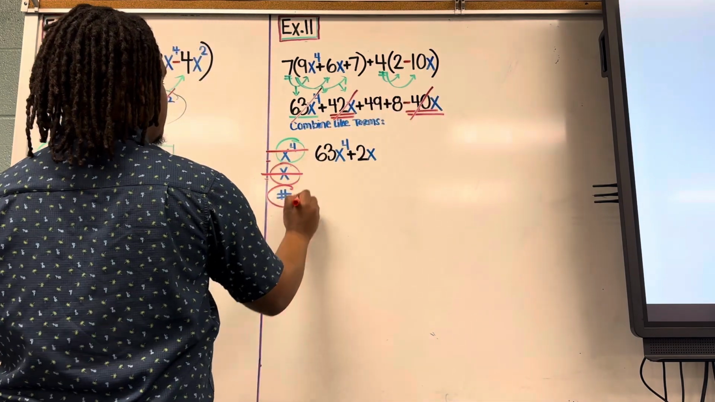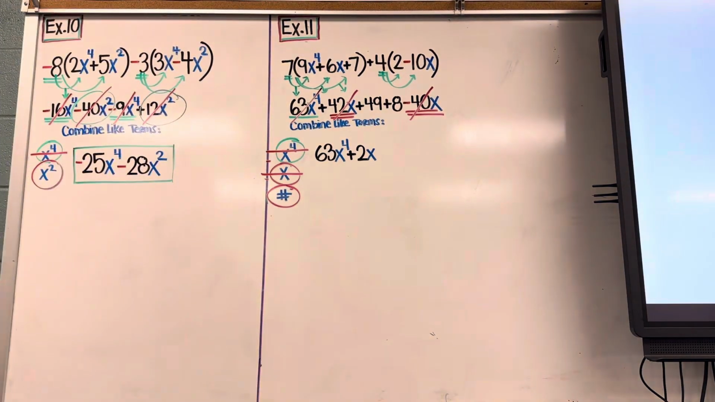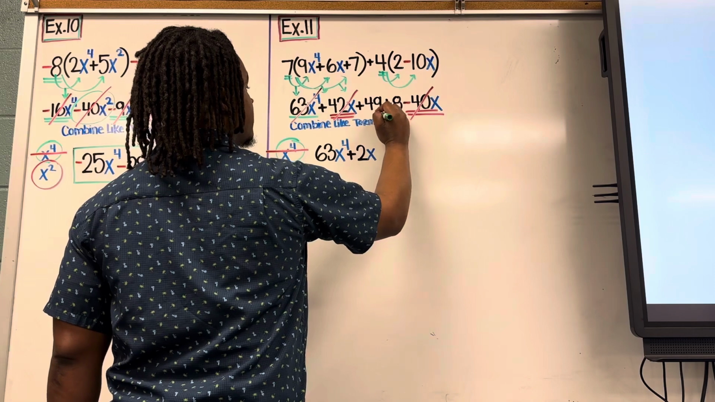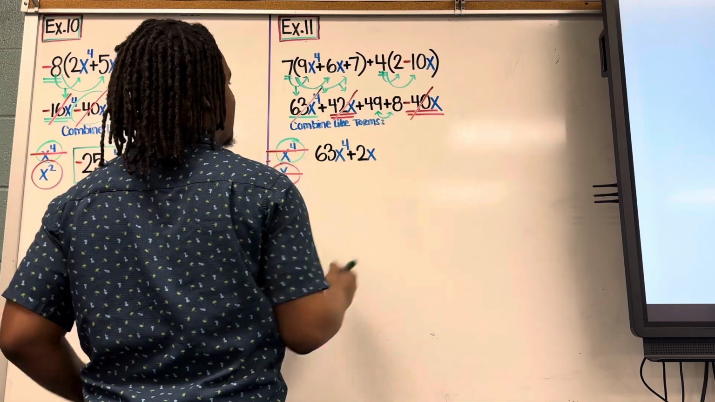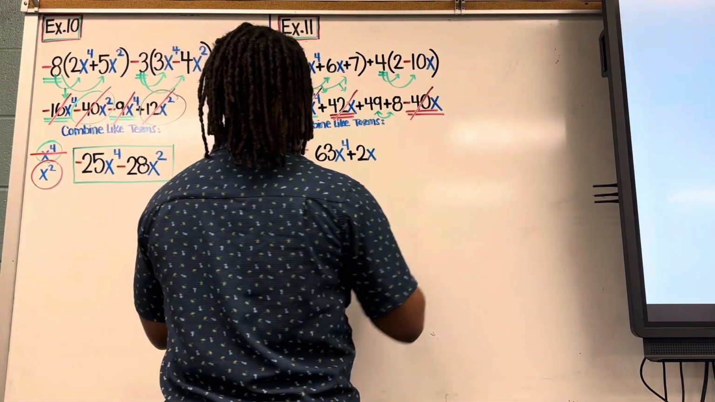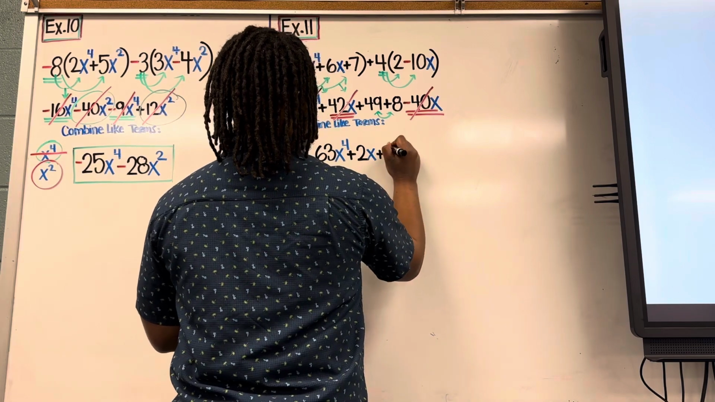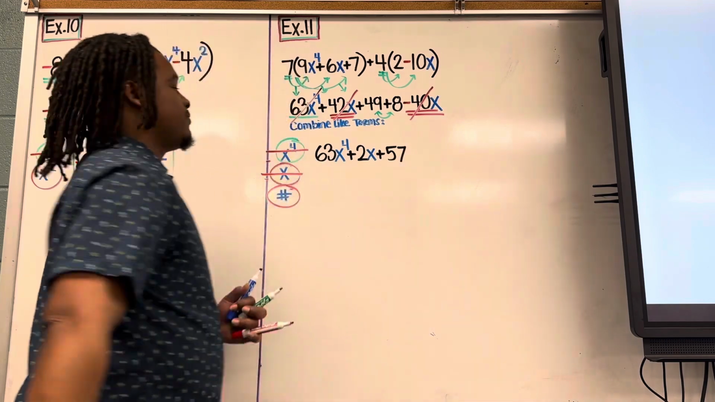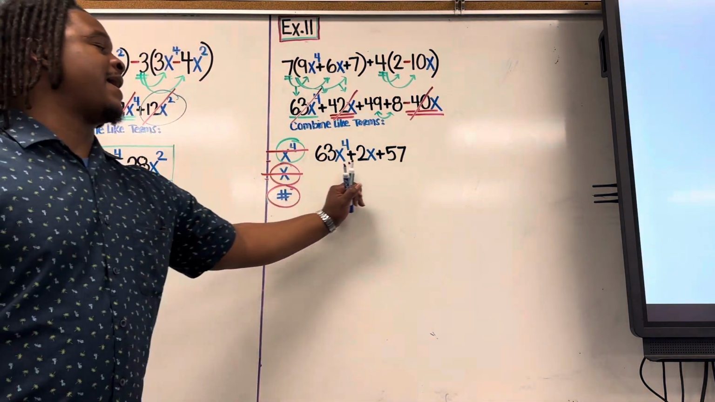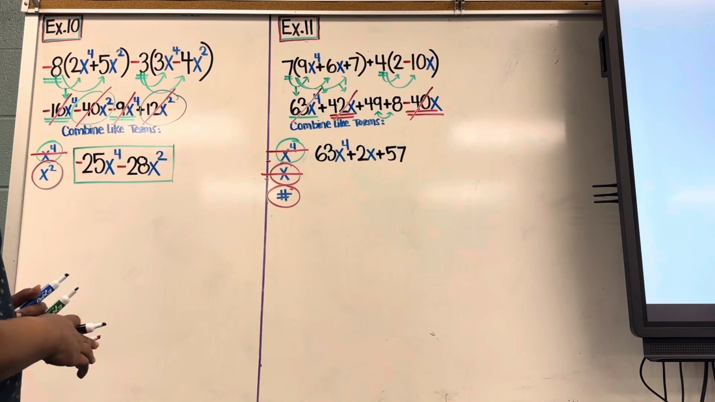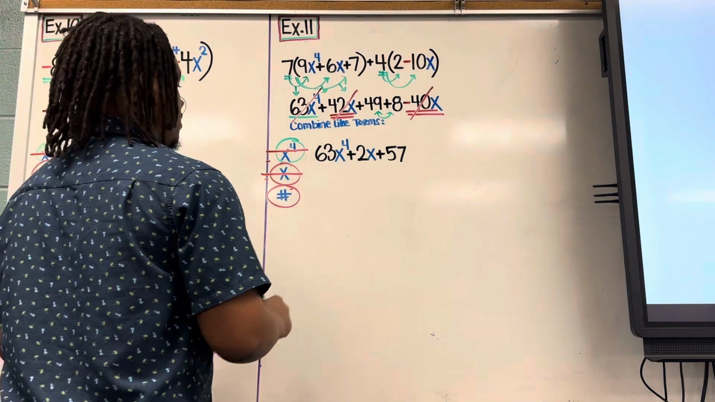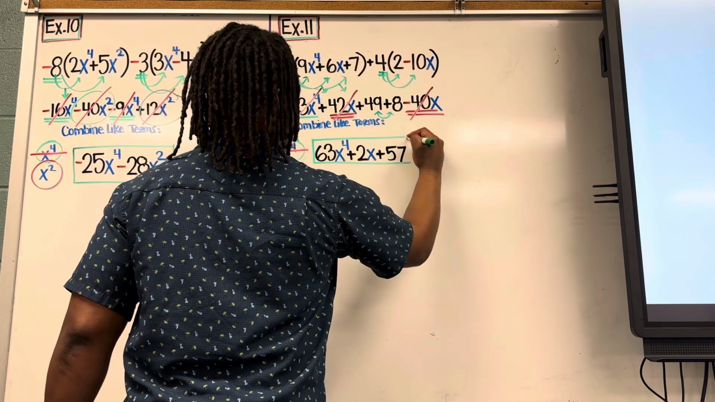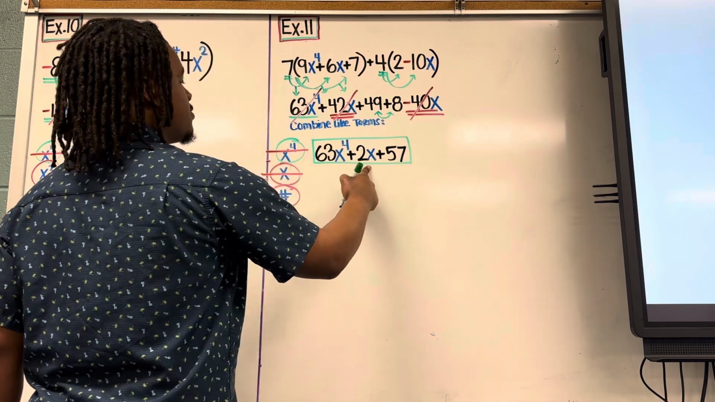Okay? And then last but not least, we need to combine the numbers, and the only two numbers that I see are 49 and 8. Right? And 49 plus 8 is 57. Okay? And then once again, guys, I cannot combine these values. So this is the simplest form of this particular example, which is 63x to the fourth power plus 2x plus 57.